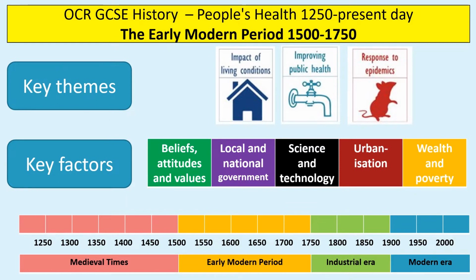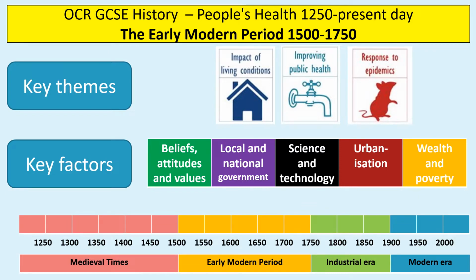The early modern period spanned the time period from 1500 to the year 1750, so 250 years of history. We're starting off in the Tudor era and ending in what are known as the Georgian times. So there's quite a lot of political change during this time period. There's quite a lot of new scientific discoveries, but one of the key features is not all of those scientific discoveries really translate into better health for people.